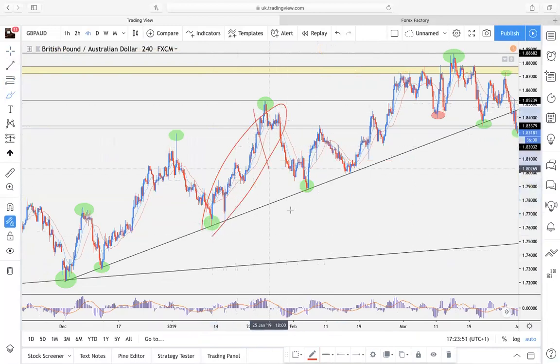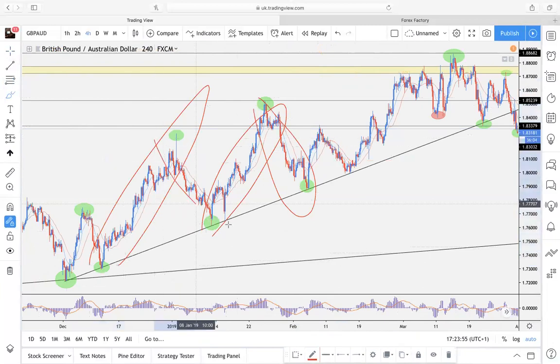This is the pullback. This is a wave. This is the pullback. So just think about it as waves. That's how I think of trading. I don't see it as candlesticks. I see it as waves.